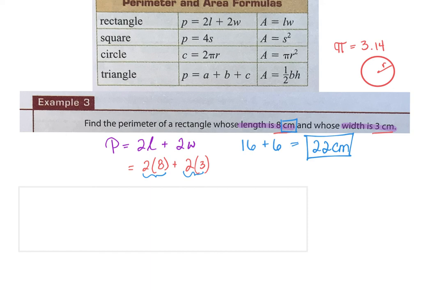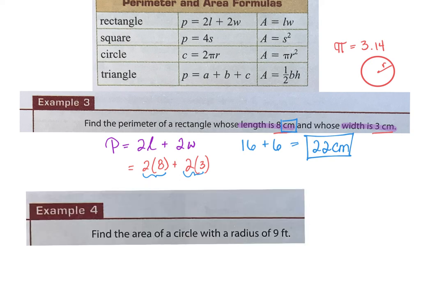In your books, example 4. Find the area of a circle with a radius of 9 feet. All right, so my area then of my circle is going to be pi times r squared. They have given me the radius. They said the radius here is 9. So I'm going to say pi times 9 squared. All right, I'm going to do this first. What is 9 squared? 81. So I have 81 times pi.